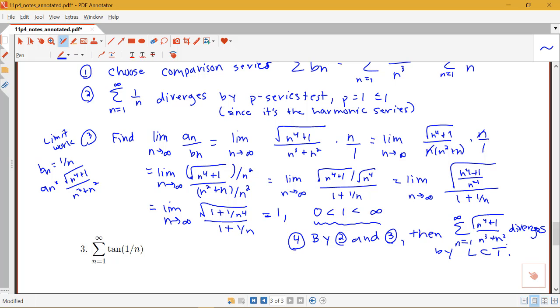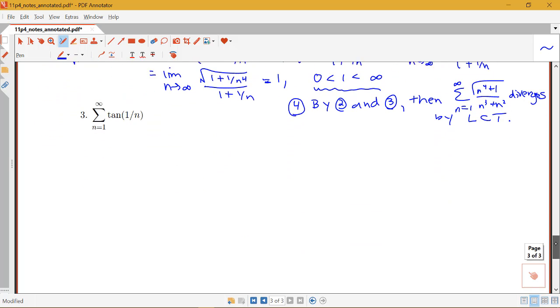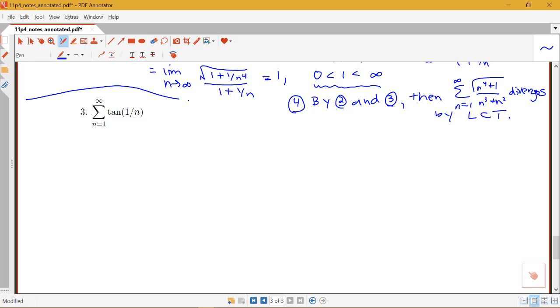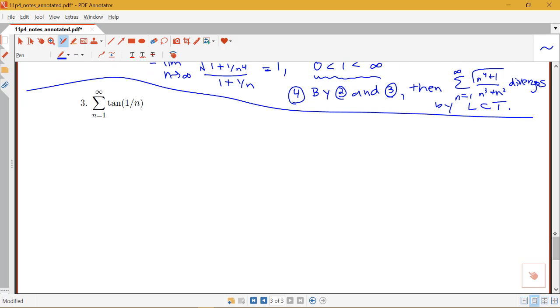Okay. So the comparison tests are really quite nice to use. You see something that looks kind of like a p-series, sometimes kind of like a geometric series, and we proceed through these steps and we can nicely show that our series has that same behavior. Okay, so let's look at a couple more varieties of examples. So here I have this sum from n equals 1 to infinity of tangent of 1 over n.